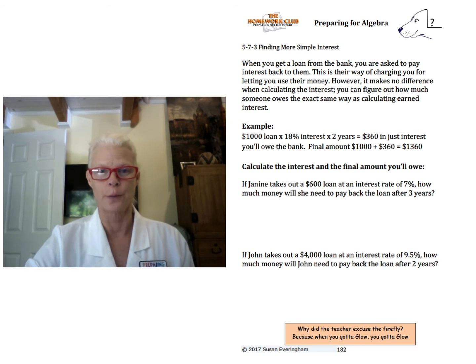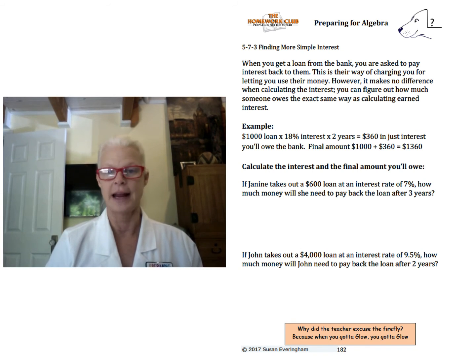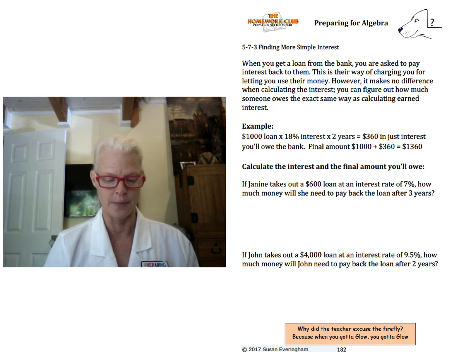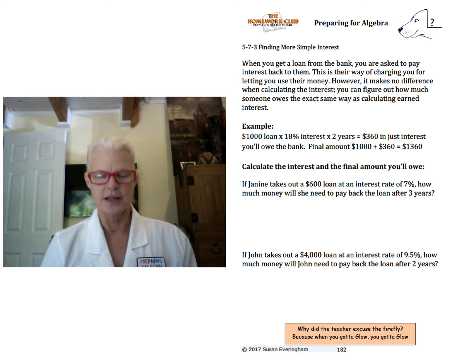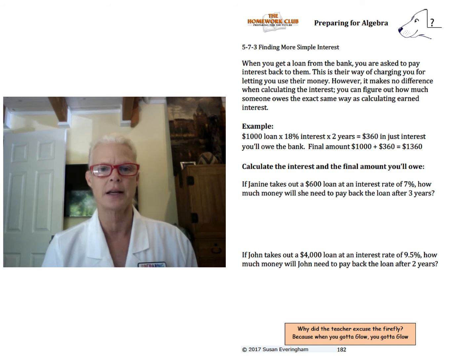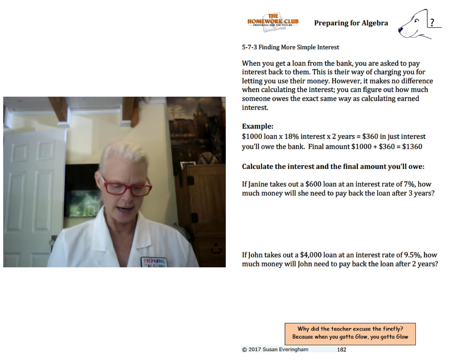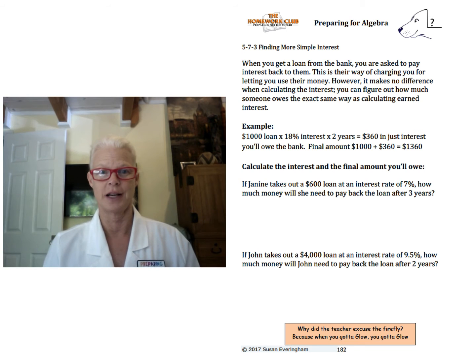Page 182, not 3. So we're going to go on to finding more simple interest. On this page, we are borrowing money again. And when you get a loan from the bank, you are asked to pay it back. So the example here is a $1,000 loan at 18% interest. Interest rates keep going up. Bummer. 2 years. And if you calculate the equation all out, the interest is $360 that we need to pay back, plus the principal of $1,000, for $1,360. So go ahead and calculate the next two word problems exactly like this, and now we'll be on page 183.